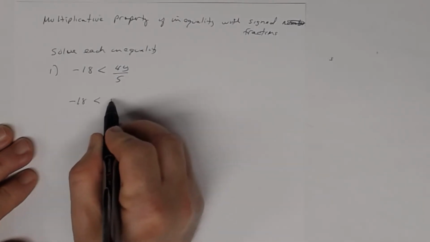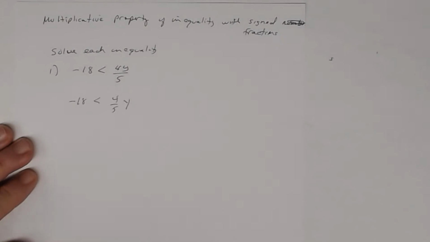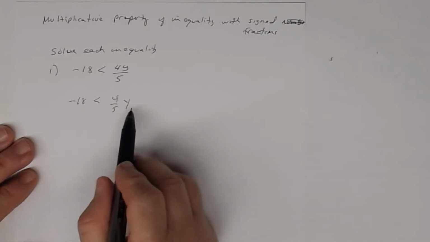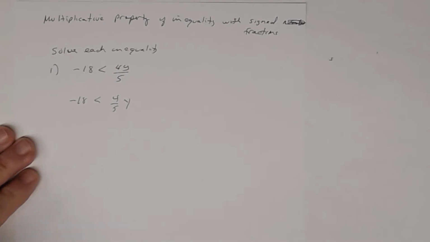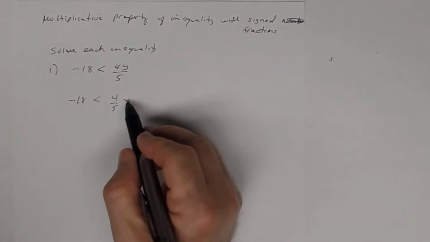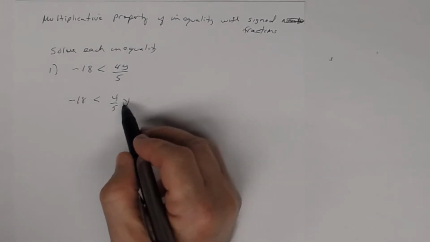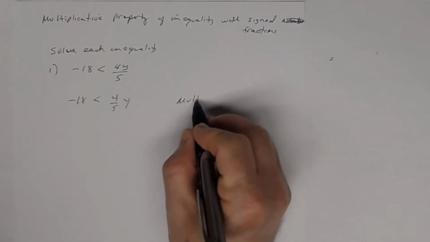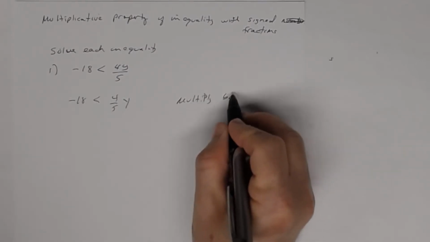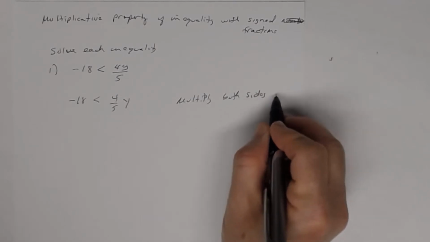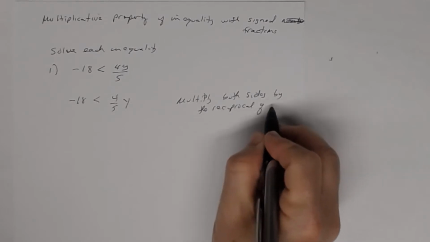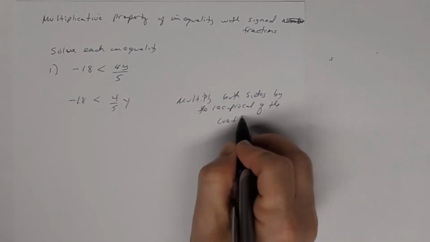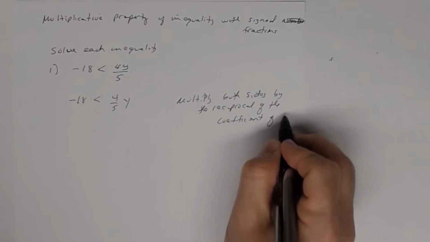So negative 18 is less than 4/5 y, like that, okay? So 4/5 times y means the same thing as 4y divided by 5. Okay, so what we want to do is to get y by itself, we're trying to solve this inequality for the variable y. To get y by itself, we're going to multiply both sides by the reciprocal of the coefficient of the variable.